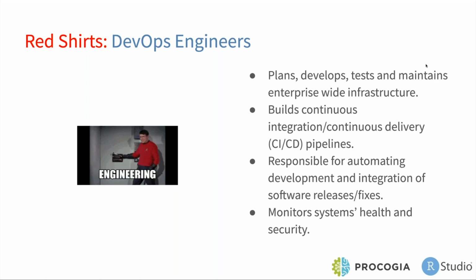Then we have our red shirts, and these are our mad engineers, our DevOps engineers, and these play a very crucial role in a data-driven organization. They plan and develop and test and maintain all of our enterprise infrastructure, and they build our CI/CD pipelines. And essentially, these are the DevOps engineers who make sure that everything works the way it's supposed to work and that data-driven teams have the tools and technologies that they need to do their jobs most effectively. So DevOps engineers play a very crucial role in a data-driven team.